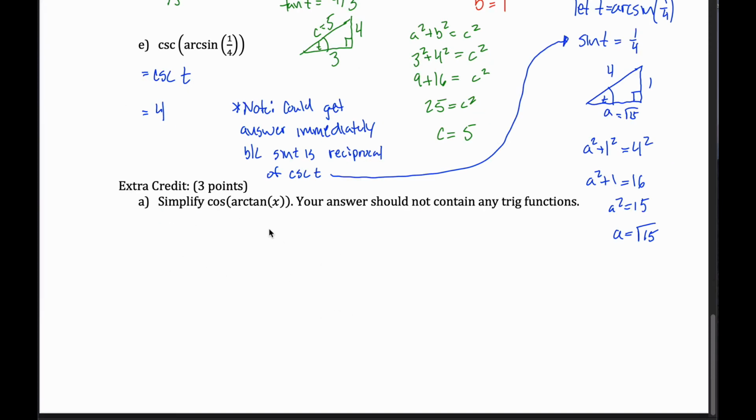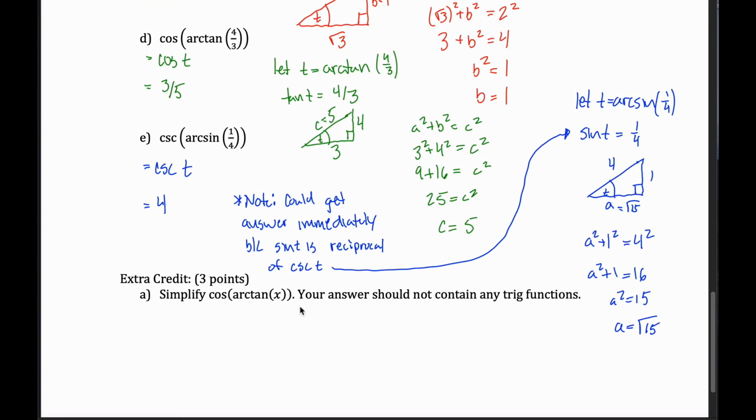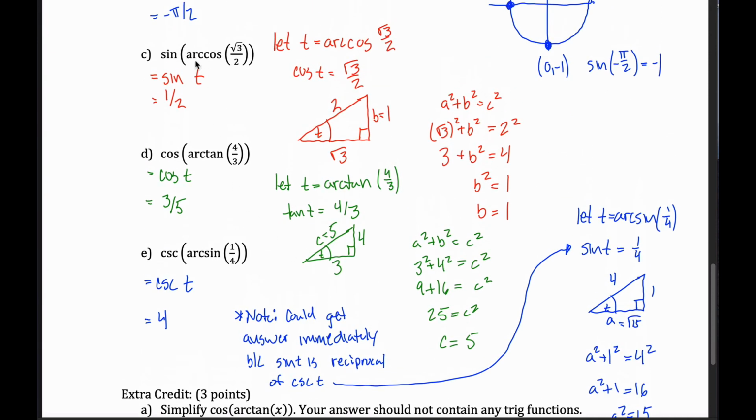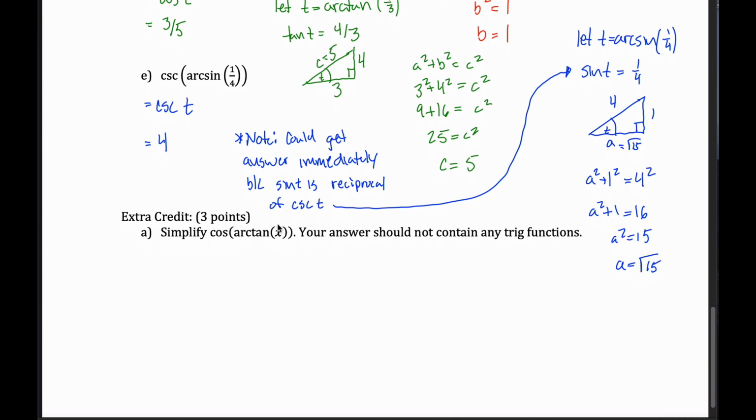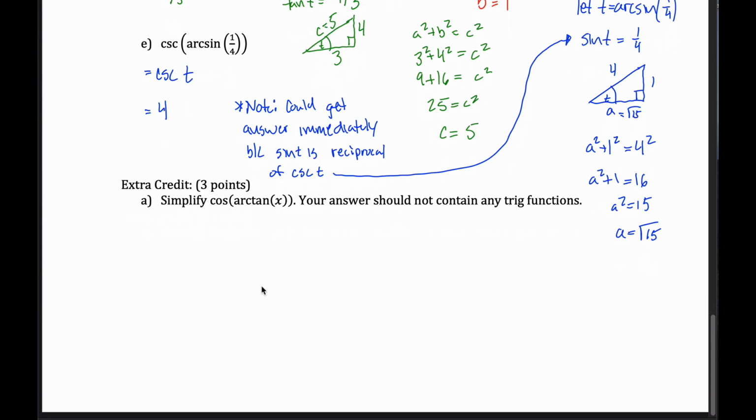Finally, the extra credit problem. Since it's extra credit, you don't have to do it, but I think this is one of those extra credits that you can get pretty easily. The cosine of the arctangent of x is what we're asked to figure out here. It'll end up being just like what we did in C, D, and E, because we have an inverse trig function nested inside of a trig function.